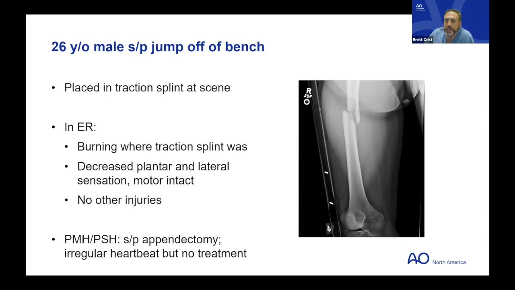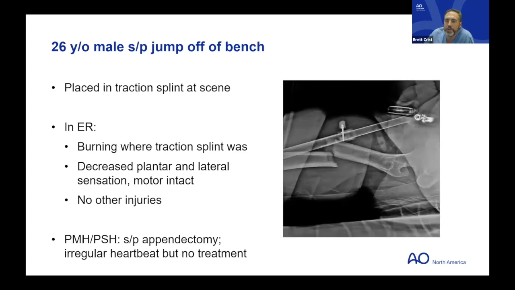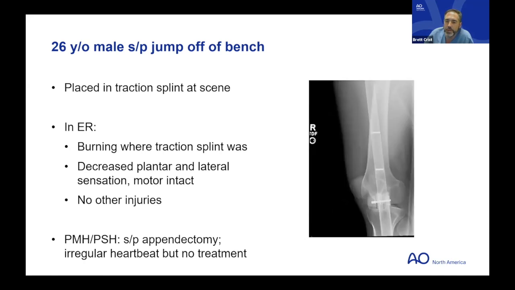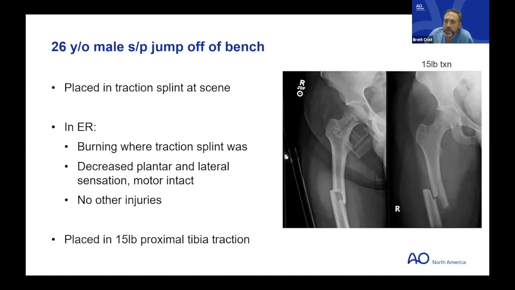These are the series of images you have for AP and lateral views. You can see the traction splint on that lateral x-ray. Most adults don't get placed in this, but we try to get them out of it as soon as we can, because you can cause a lot of skin problems if you leave them on for more than about half an hour to 45 minutes, and cause sciatic nerve injuries, etc. The image on the right is after he was placed in 15 pounds of proximal tibial traction.